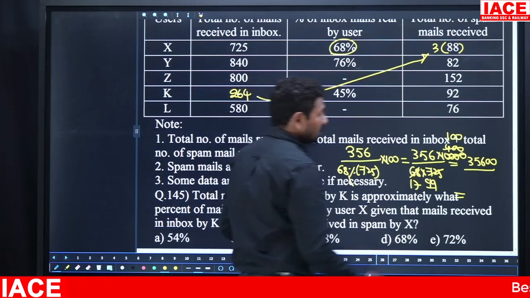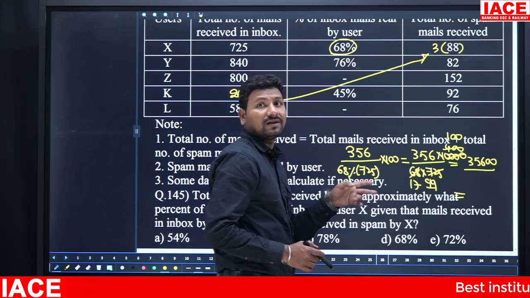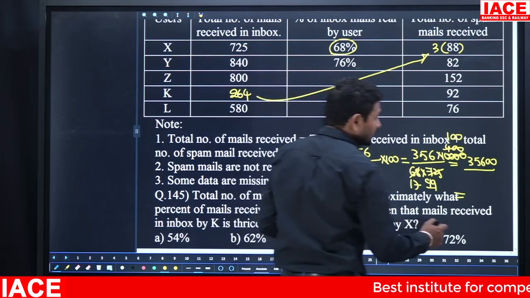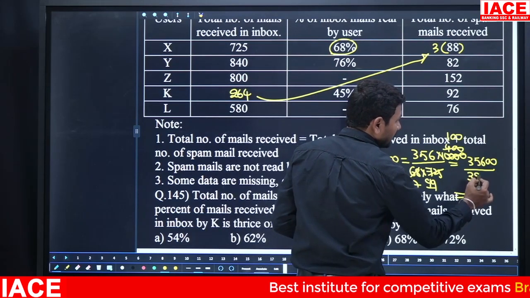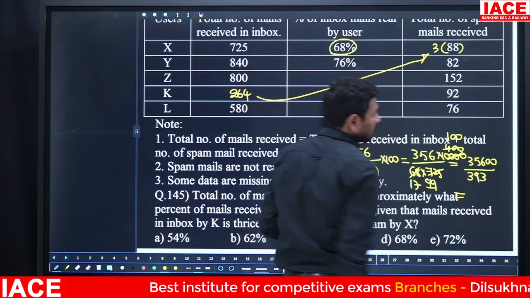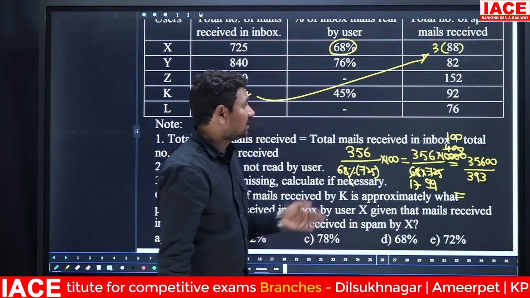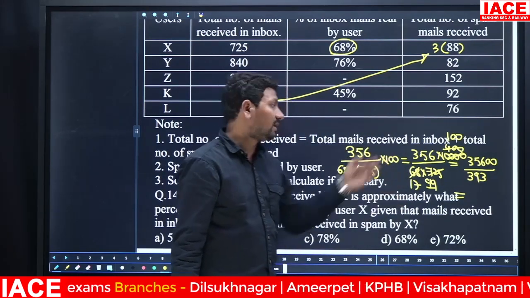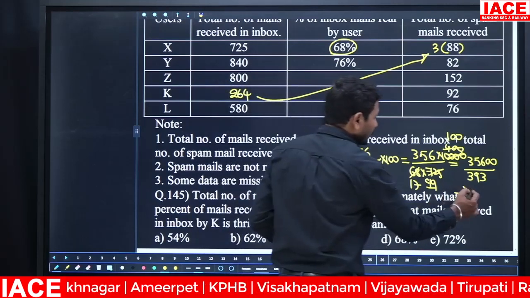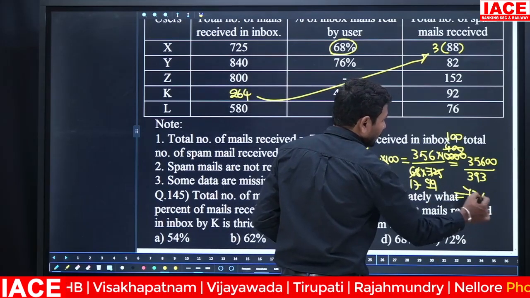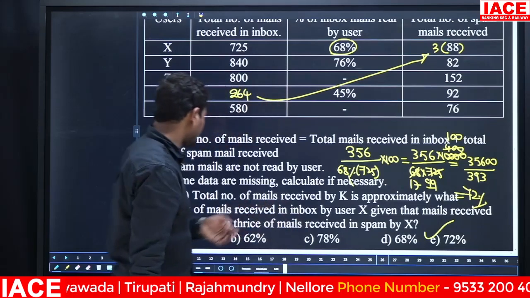Okay, 17 into 29, 17 20s is equal to 340, 17 9s is 153, it is equal to 393. 393 one time is not possible, then you can apply 393 7 times, then 7 combination is the answer. Approximately you will get 72%. Option E is the correct.